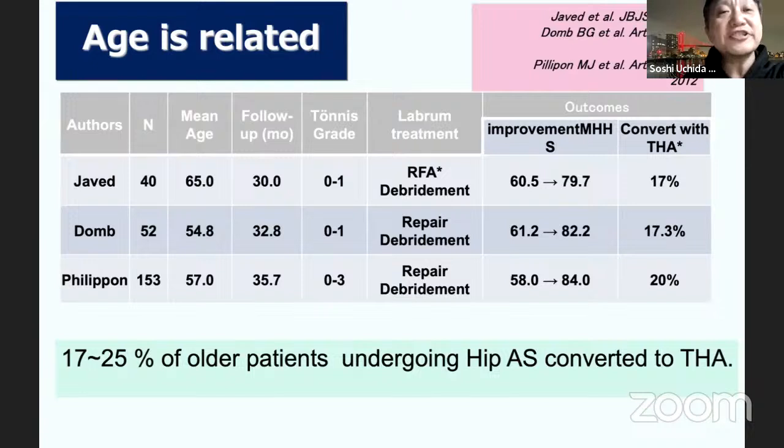This is also age related. There are several studies looking at age. Over age 65, or over 50 years old, those patients, 7 to 20%, need conversion to total hip arthroplasty.